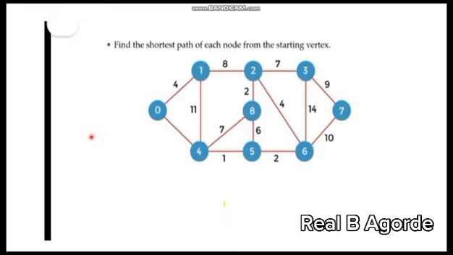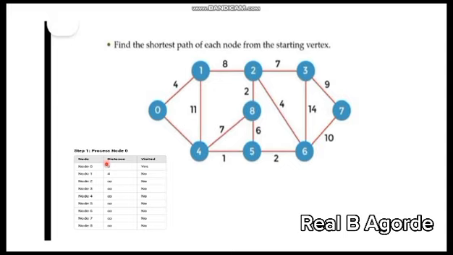So let's start with node 0. Since node 0 has the shortest distance, we will examine its neighbors. Node 0 is connected to node 1 with a weight of 4, so we update the distance of node 1 to 4. There is no direct edge from node 0 to node 4, so we leave its distance at infinity for now.